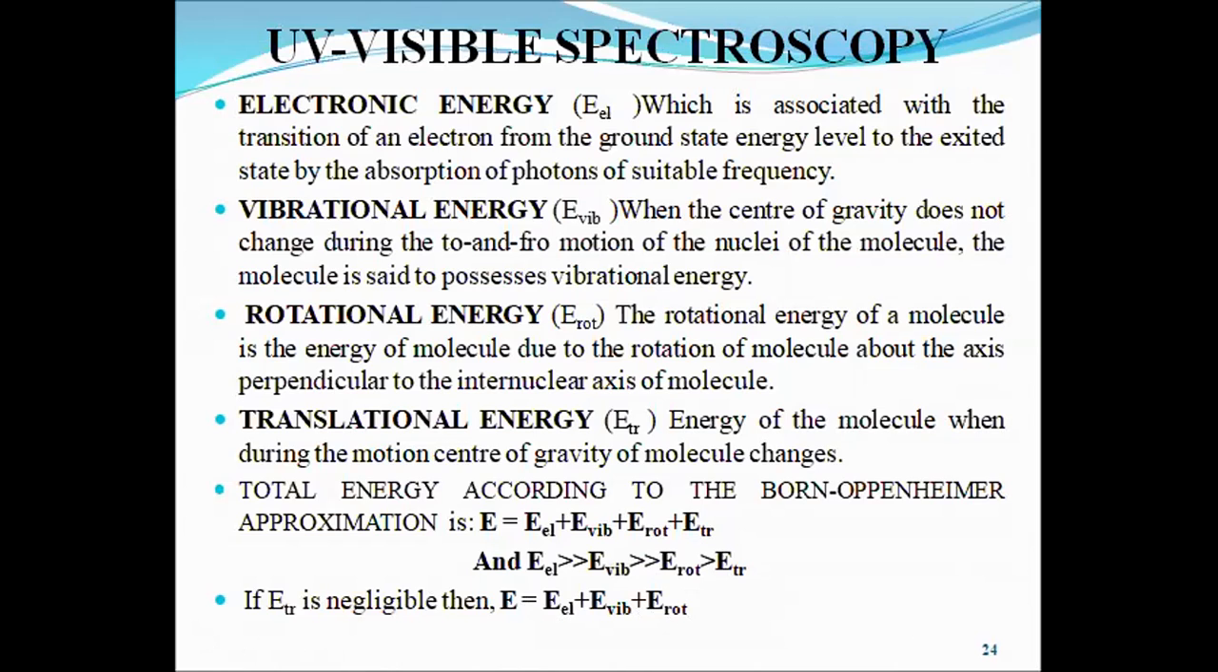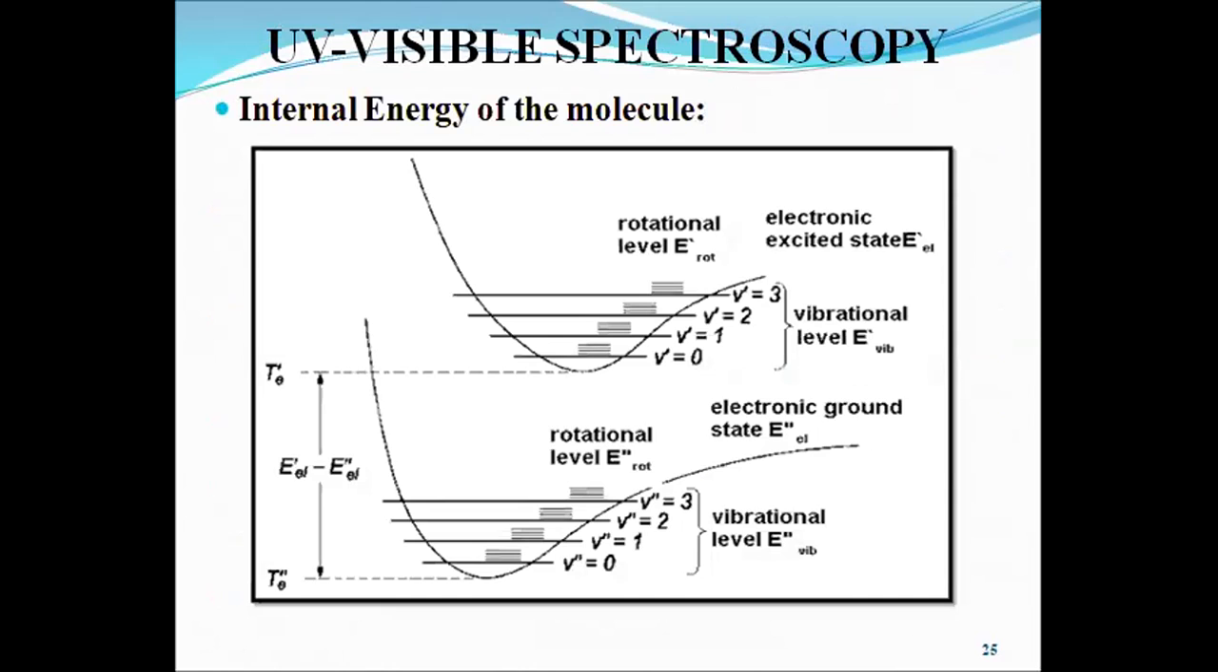Now let's understand this by this diagram. Here we can see the two electronic levels. This is the ground state, this is the excited state. The ground state electronic level is given by E double dash, and the excited electronic level is given by E dash. This is the lower energy state, this is the higher energy electronic state. Within these two levels, we can see clearly that there lie many vibrational levels. These are the vibrational levels V0, V1, V2, V3.